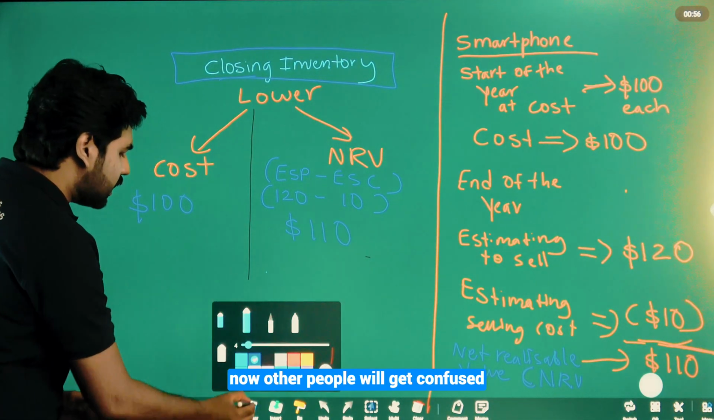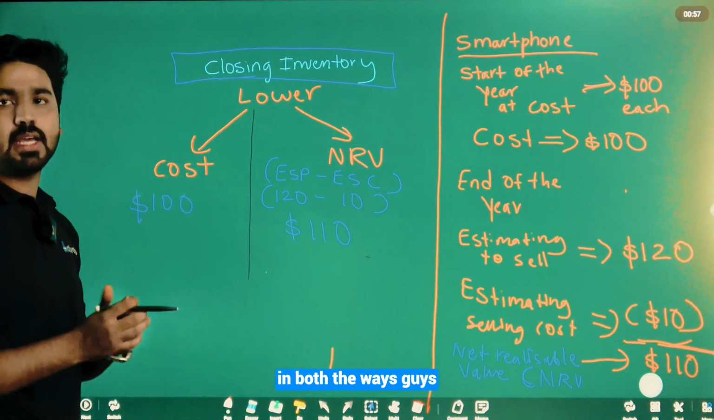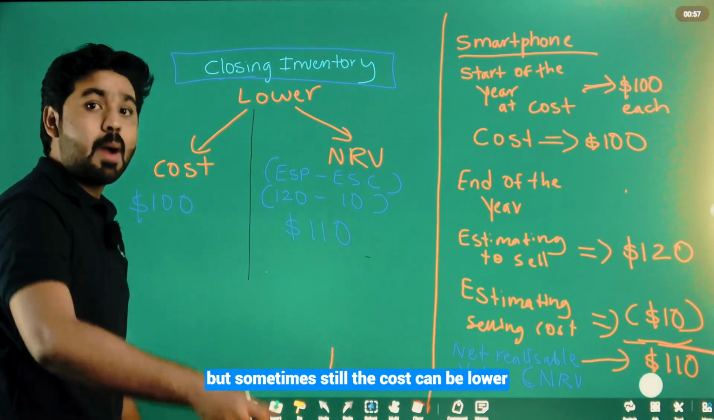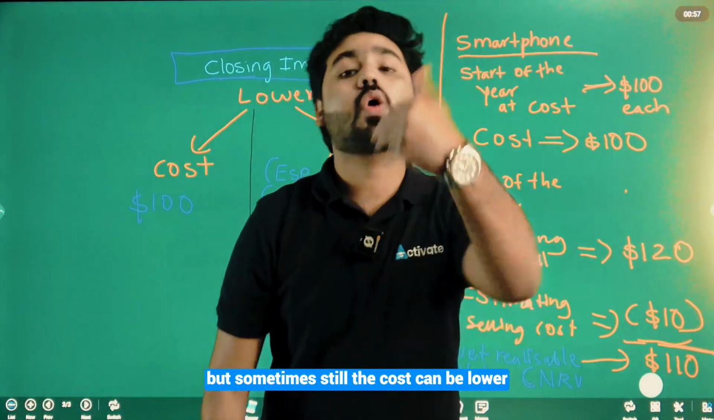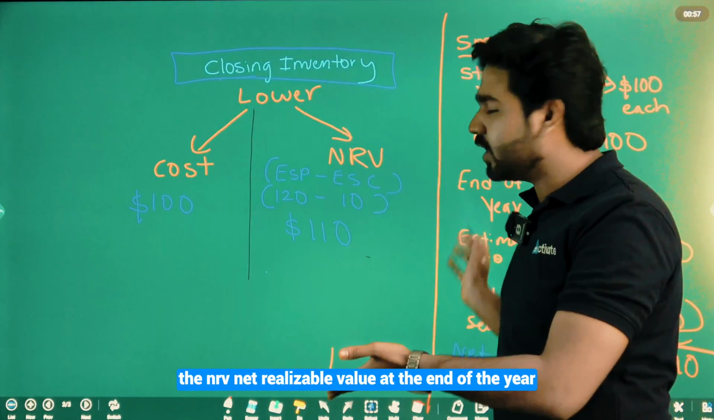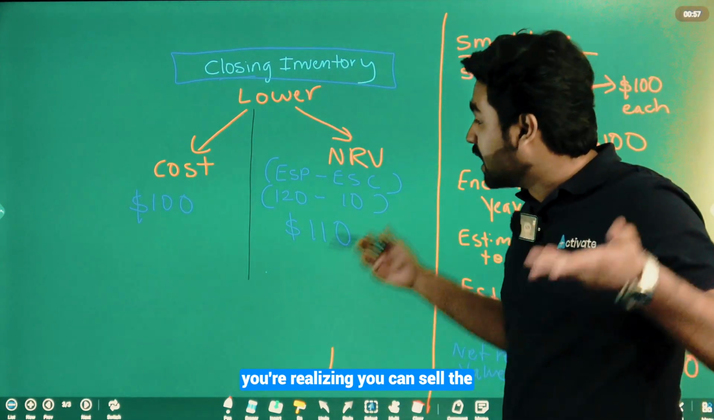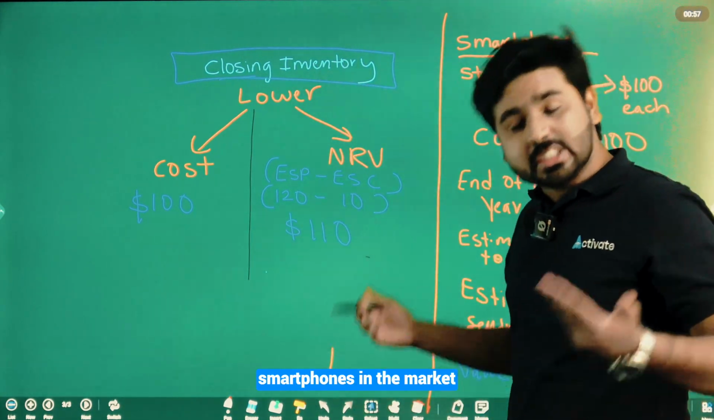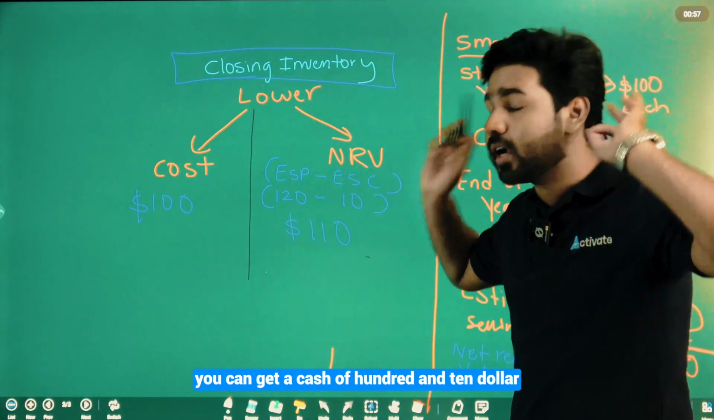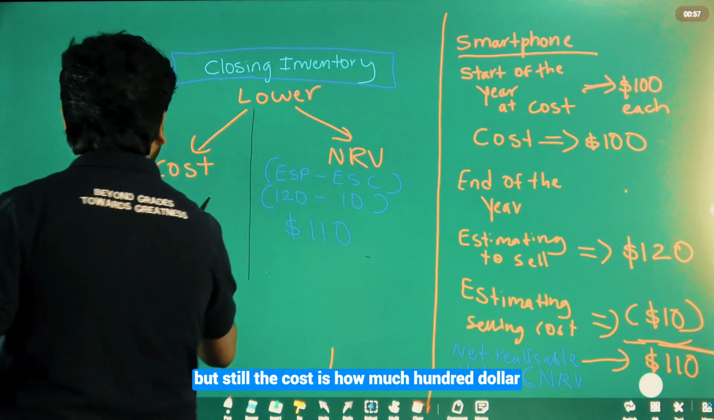Now, people will get confused by not studying the concept in both ways, guys. Remember, sometimes NRV can be lower, but sometimes the cost can be lower. In this situation, the NRV, net realizable value, at the end of the year, you can sell the smartphones in the market at a price of $110. You can get a cash of $110. But still the cost is how much?